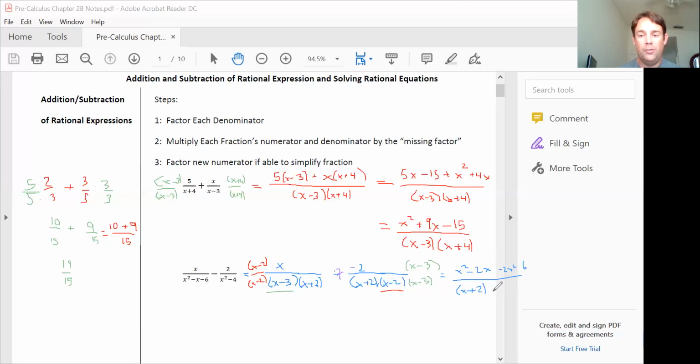And they're all over that common denominator. So that gives us x squared minus 4x plus 6 all over x plus 2, x minus 2, x minus 3. And again, the numerator, I check to see if it factors. It won't factor, so I can go ahead and leave this as my final answer.